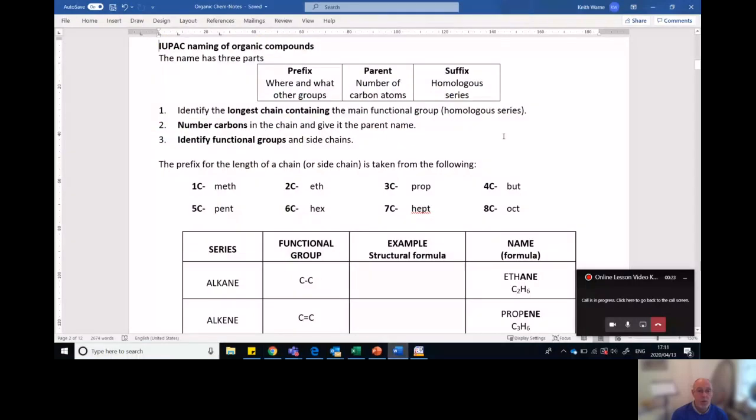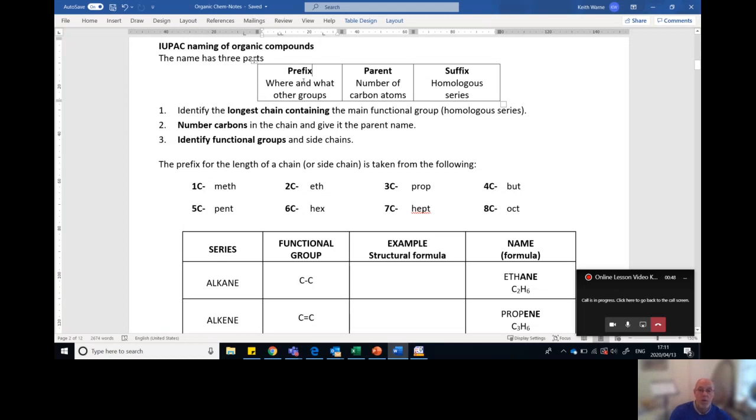Right, so now we're going to get into some naming of organic compounds. You see here in the notes, I think this is on page 2, IUPAC naming of organic compounds. And there's a useful little bit in the middle here. It talks about the fact that the name has a prefix, a parent part, which is the middle bit, the main part, and then a suffix.